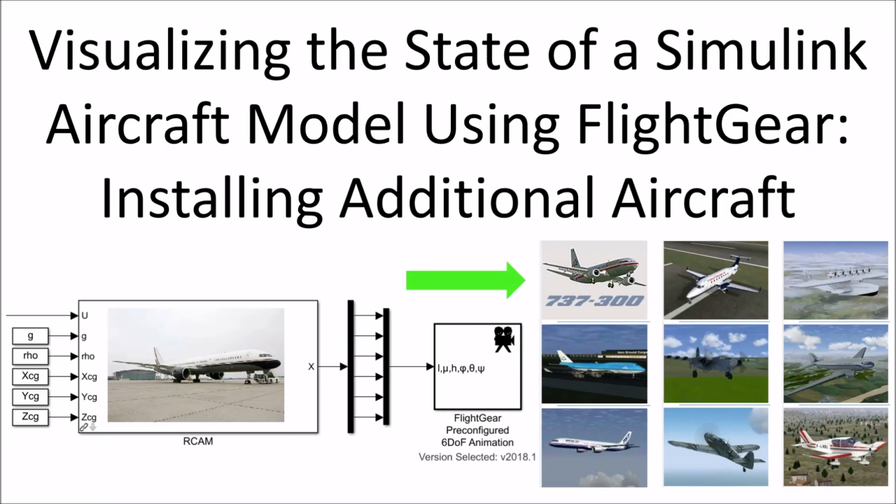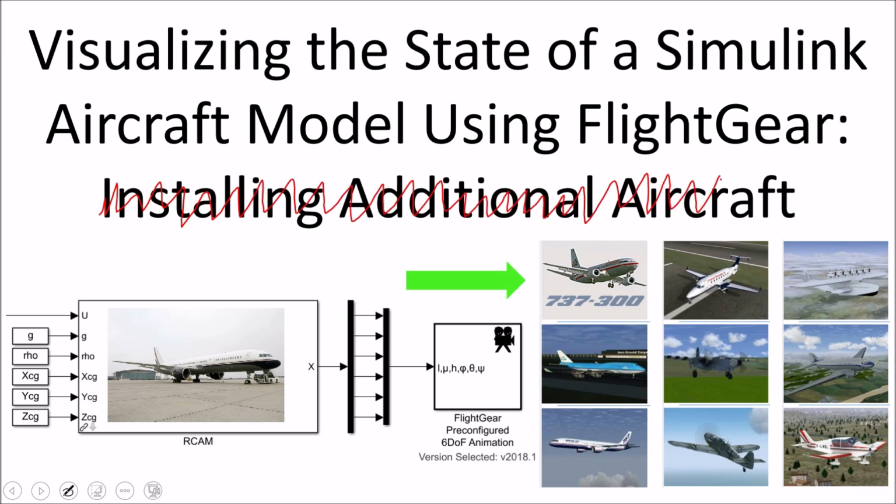Today I'd like to continue our discussion on how to better visualize the state of a Simulink aircraft model using FlightGear by installing additional aircraft models/skins. As I just mentioned, this current video is a continuation of our previous video, which has the same name as what you see here, but just remove everything after the colon. So in other words, scratch all of this out.